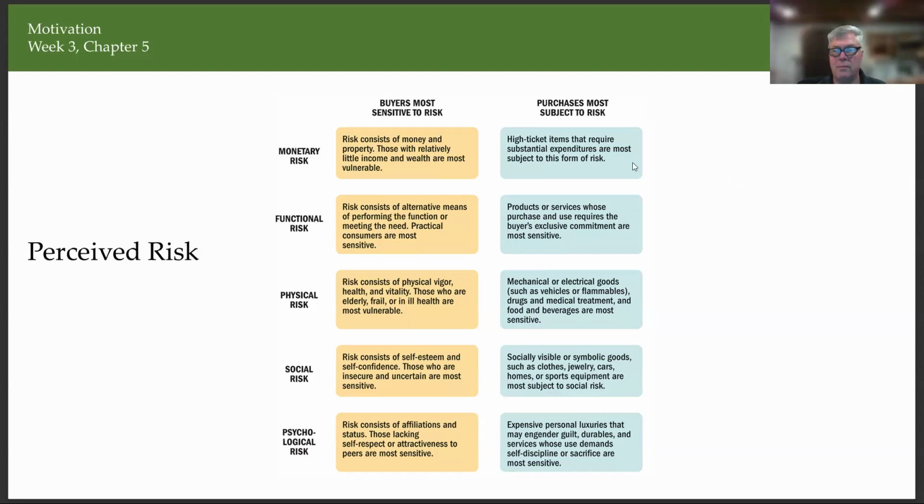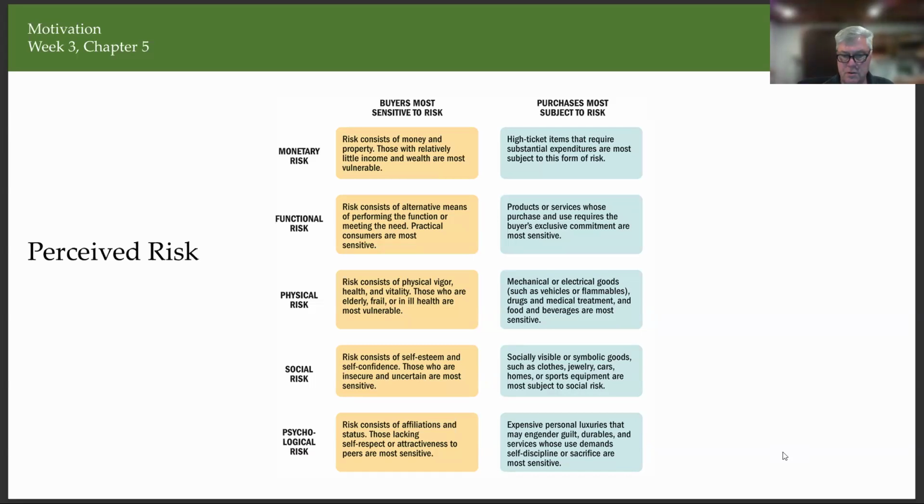In the light blue shaded area, you have purchases most subject to risk. The monetary is the high ticket items. People really think about, am I spending this money? Am I getting what I'm paying for? And then you go down to the bottom, psychological risk: expensive personal luxuries that may engender guilt, durables, and services whose use demand self-discipline or sacrifice are most sensitive.